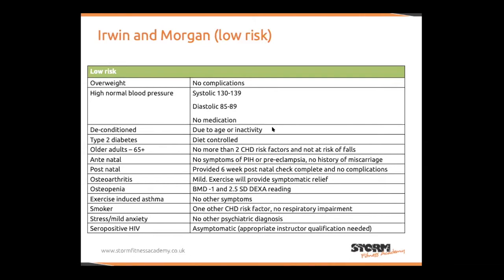Type 2 diabetes, if it's controlled by diet, then we're okay with that. That's low risk. If they're an older adult, so they're over the age of 65, but they don't have too many other coronary heart disease risk factors, as in they don't have the family history of it, they don't have high blood pressure as well, then they would still be considered low risk.